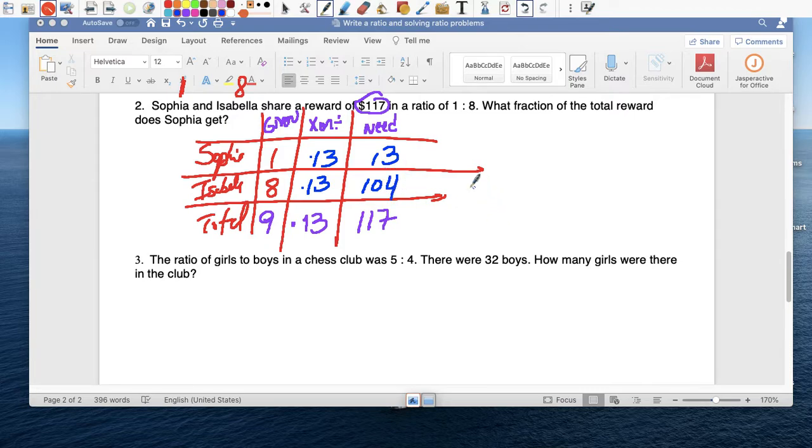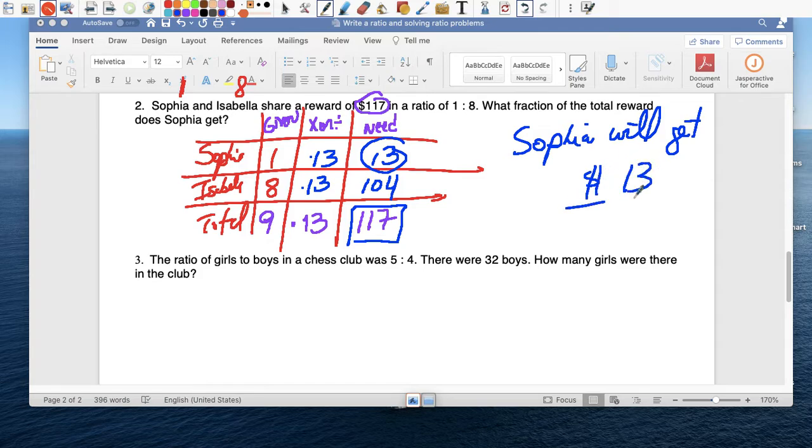So, when there's $117, Sophia gets, how much? Sophia will get $13. Not much, but better than nothing.